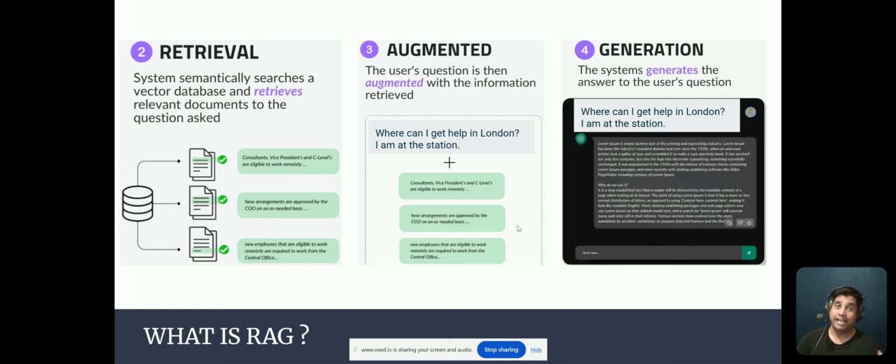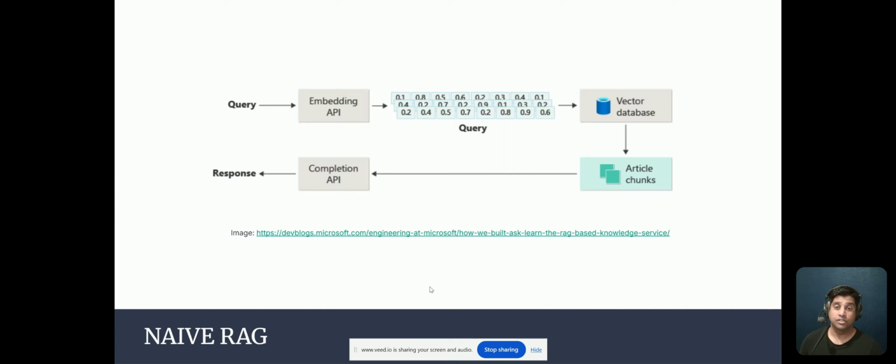This then allows the language model to produce the generation piece because it now has the required context and the original query. And so it can provide a response to that original question, where can I get help in London? So a naive RAG solution looks something like this.